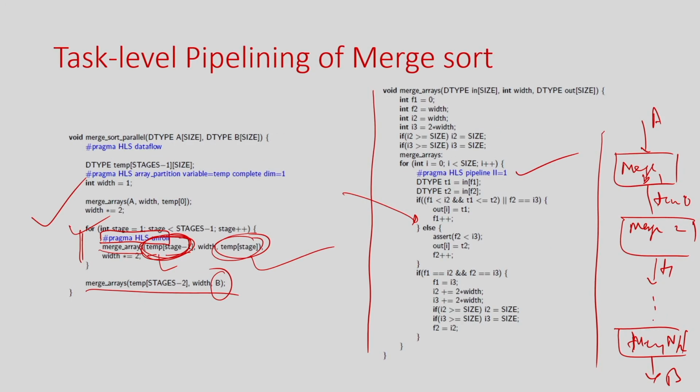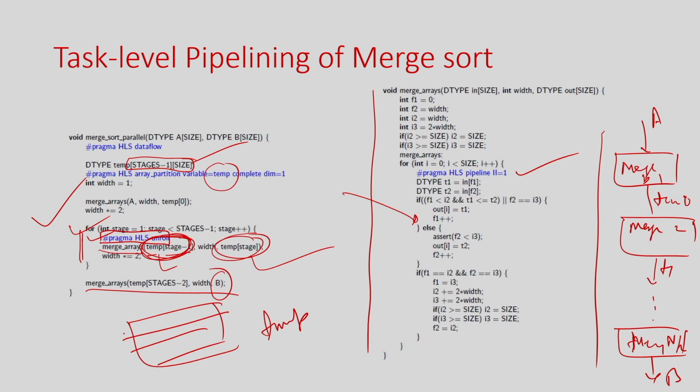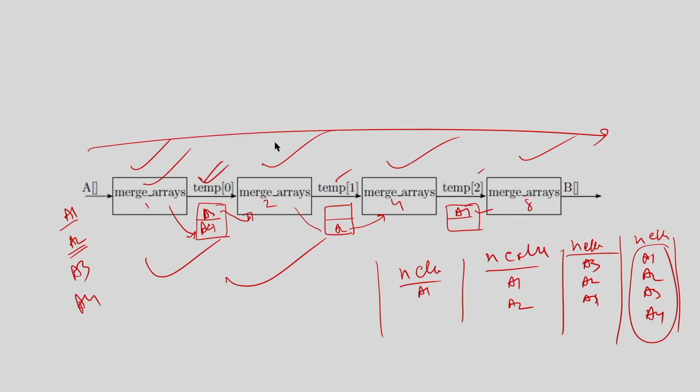So, I just apply unroll here, and you can also see here the temp is a 2 dimensional array, right. So, temp is now stage into size. So, I just do a partition. Although this is a single 2 dimensional array, I say partition by dimension 1. That means each row will become a different array. That is why it is able to do this: this is temp 0, this is temp 1, this is temp 2 and so on, right.